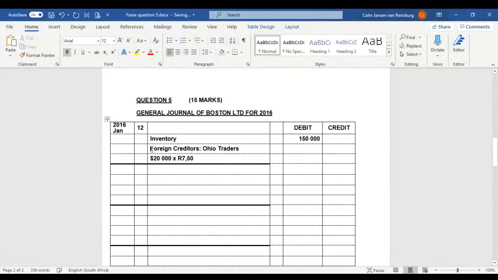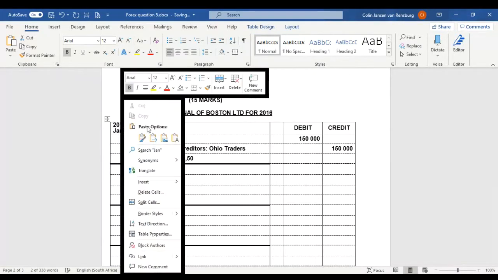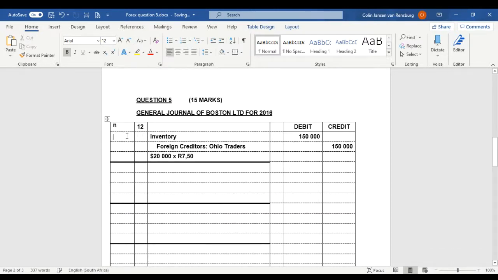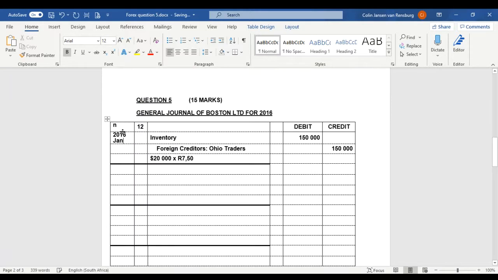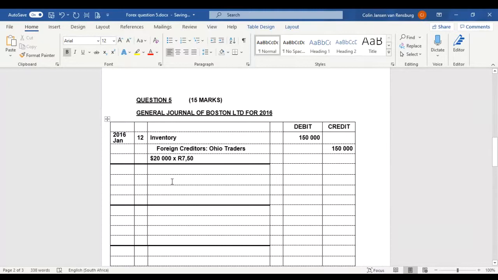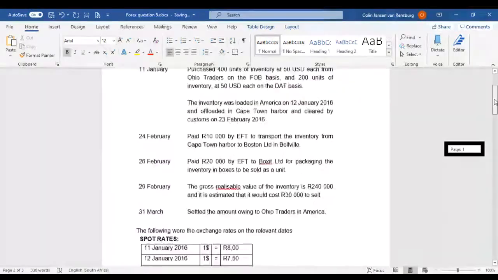And that is the one we are crediting. Right, okay, so sorry that I'm wasting your time there, but anyway, so now we are debiting inventory with 150,000 and we are crediting foreign creditors, Ohio traders, with 150,000. Okay, then I must just move this down as well. Apologies for that. Okay, so that is our first transaction. We've recorded it.